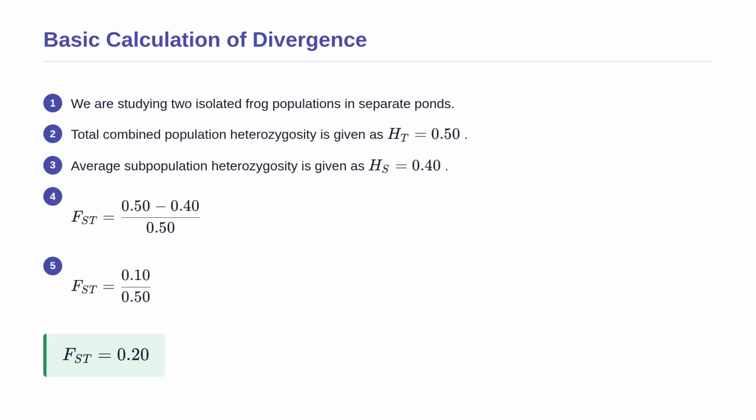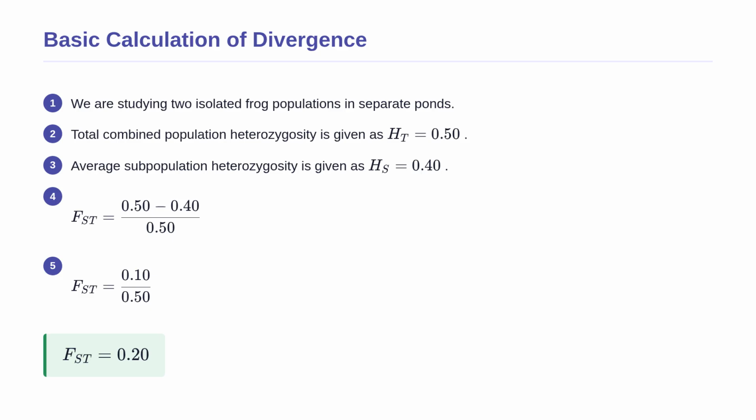Now that we have our formula, let us see this with a concrete example. We're looking at two populations of frogs living in separate ponds, and we want to know how much their skin color genes have diverged. We are given that the total expected heterozygosity is 0.50, and the average subpopulation heterozygosity is 0.40. We chose the fixation index formula to find the proportion of variation caused strictly by differences between the ponds.